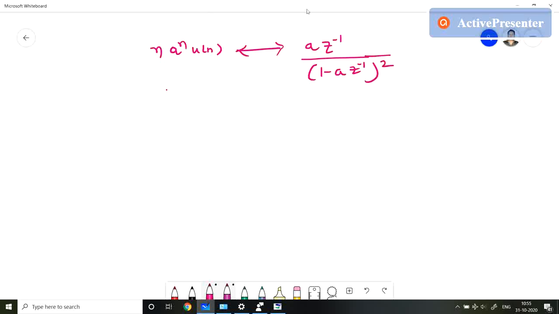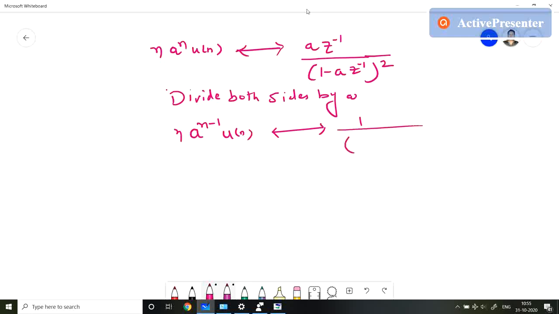Now in our problem we need only 1 in the numerator. So what we can do is divide both sides by a. So what we will get is n a raised to the power n minus 1 u[n] equals z inverse divided by (1 minus a z inverse) whole square, and the ROC will remain the same because the differentiation will not change any ROC.